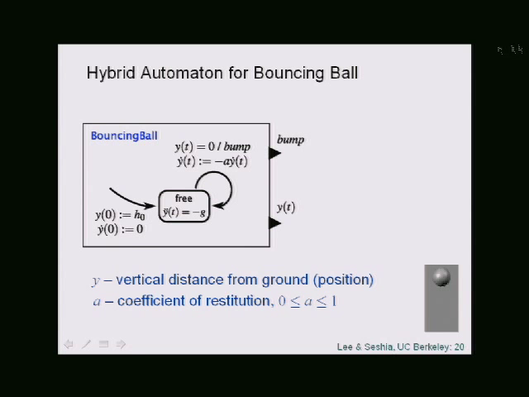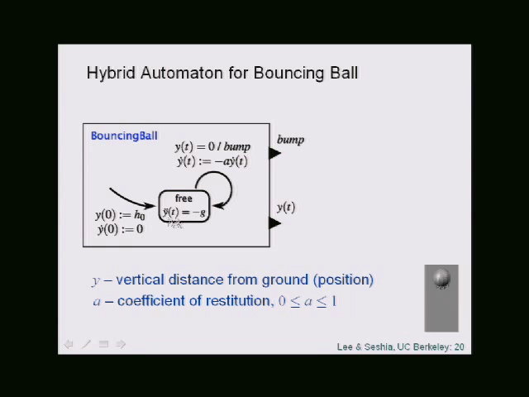And then you release it, and in this mode, it's subject to gravity, and that's it. That's the only force. So the differential equation that determines how y and y dot change is y double dot, that's the acceleration, is equal to minus g. It's pulling it downwards. So what's going to happen is the ball is going to fall and then hit the ground. And when it hits the ground, it's reached position 0, and it's going to reverse direction. So the velocity is going to change.